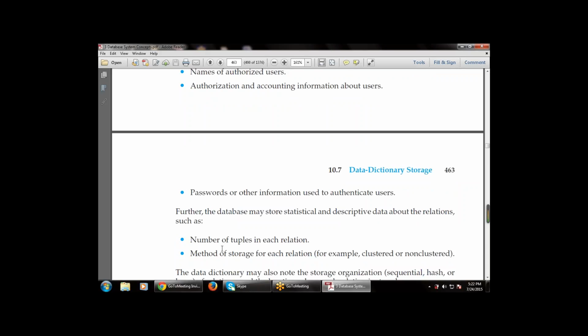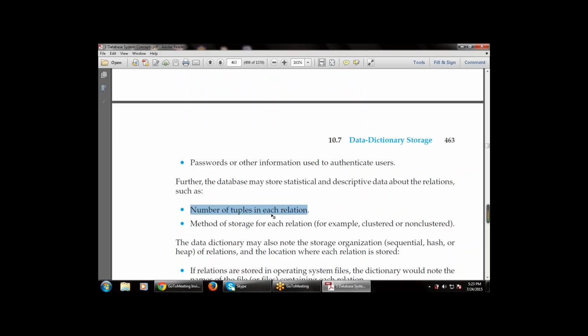And furthermore, there are new concepts that are stored in the data dictionary. The first one is the name of the tuples in each relation. That is, what is the name of the tuples in each relation, or we can say, what is the name of each row available in each relation. Then the method of storage for each relation. That is, what is the method that is used for this storage.